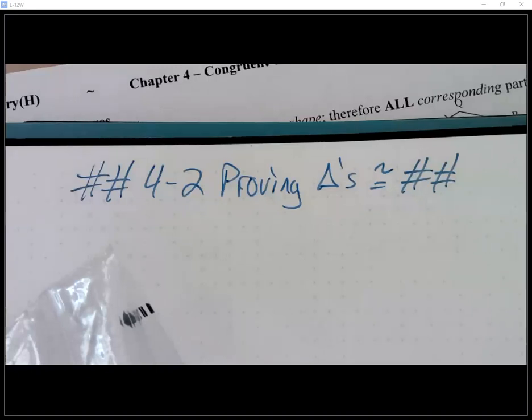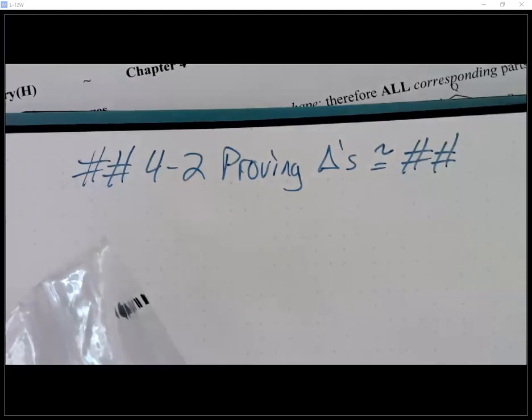So that first shortcut is called side, side, side. I didn't even measure the angles. I didn't measure anything. They just automatically match. Wow, thanks, geometry.